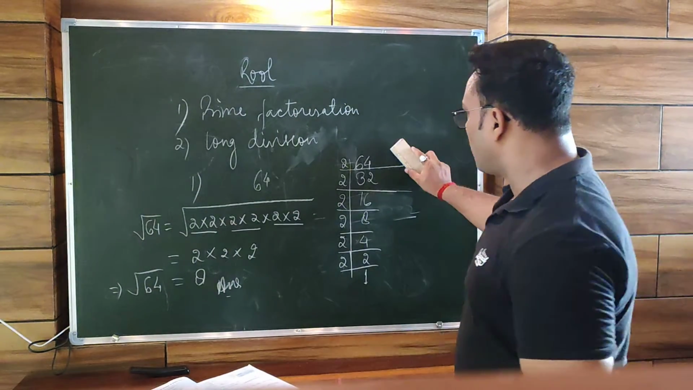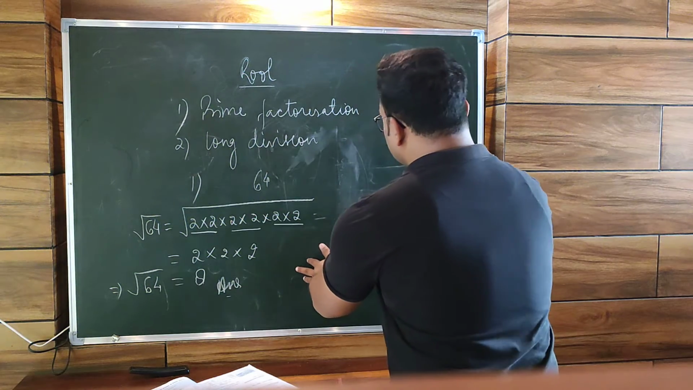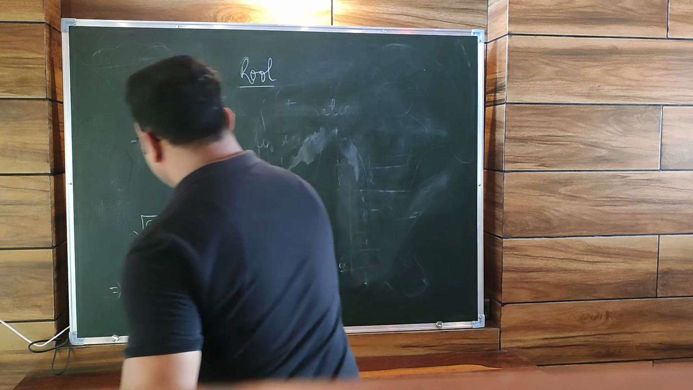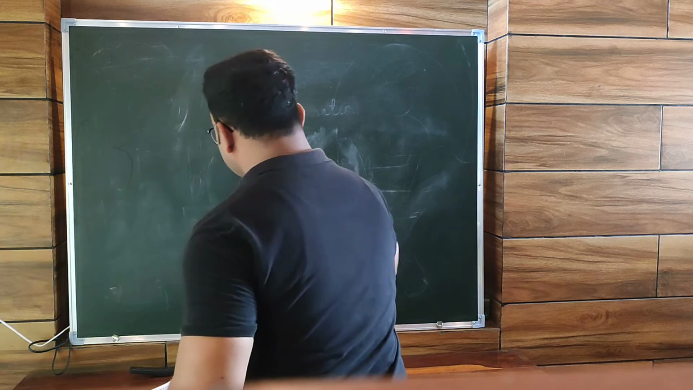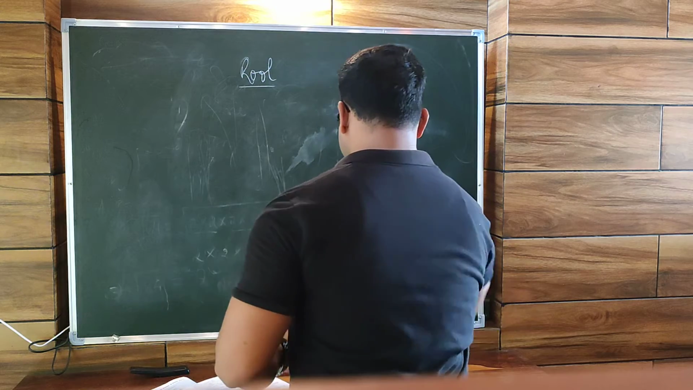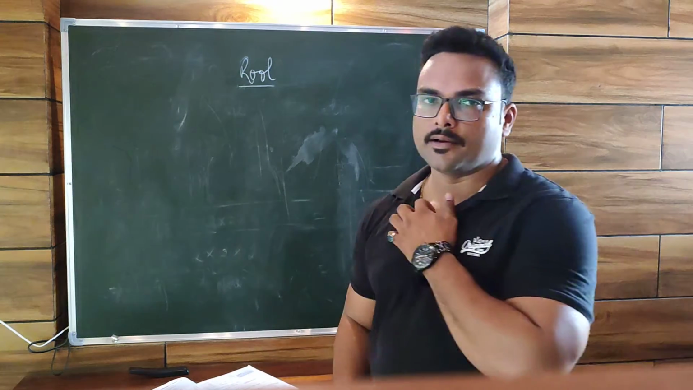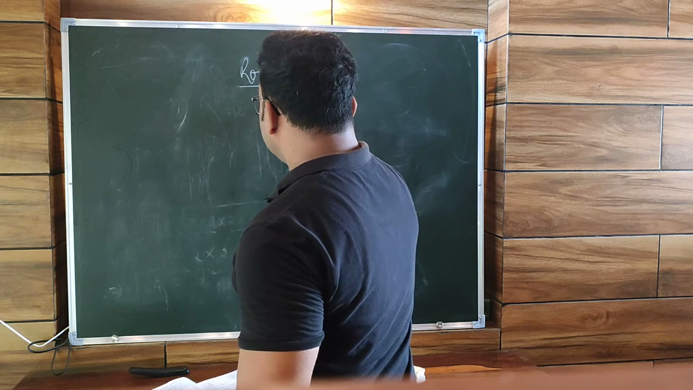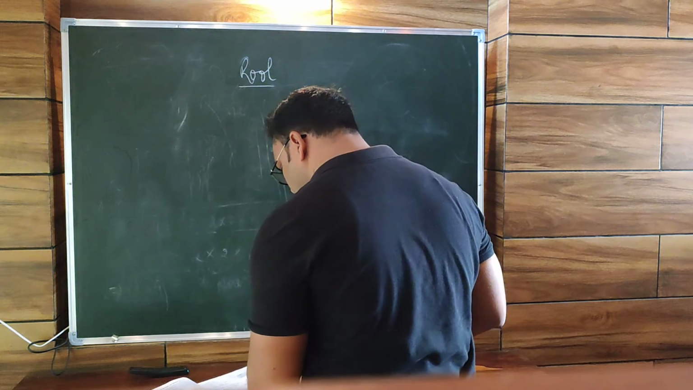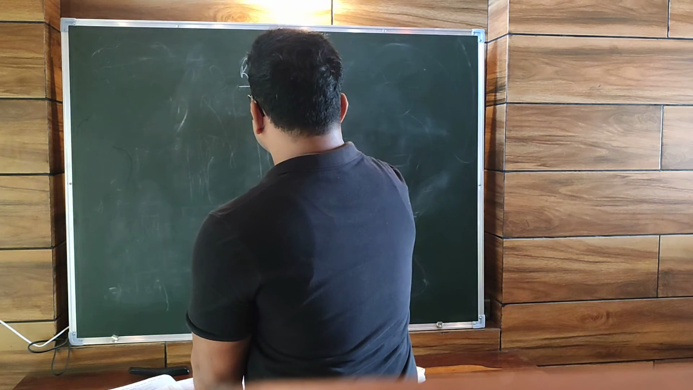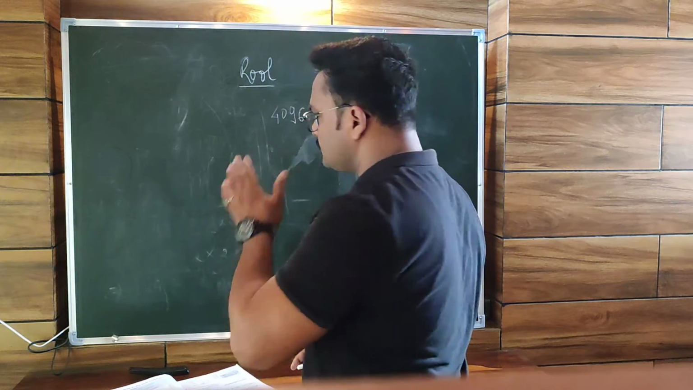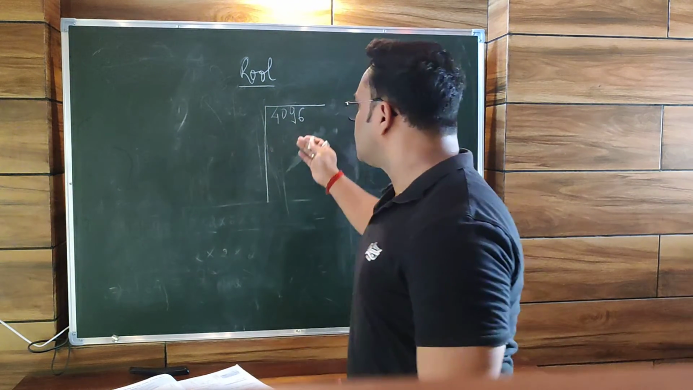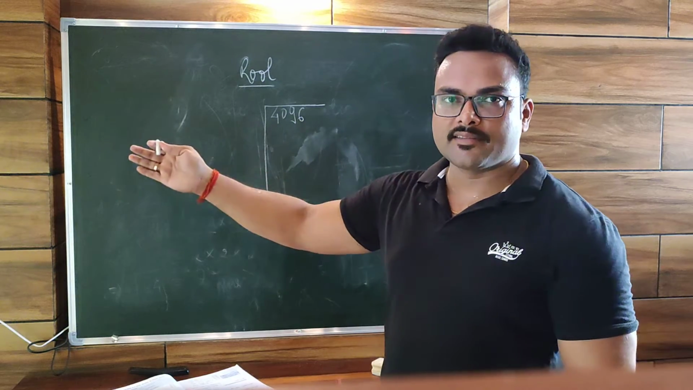Now the second method is long division. Long division is a little different from this one. In that one we have to follow a few steps, and through those steps we can take out the root of any given number. Suppose you can take any number, say 4096. Always we start from the right side and go towards the left.